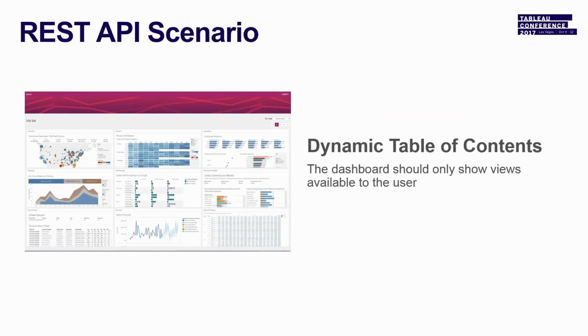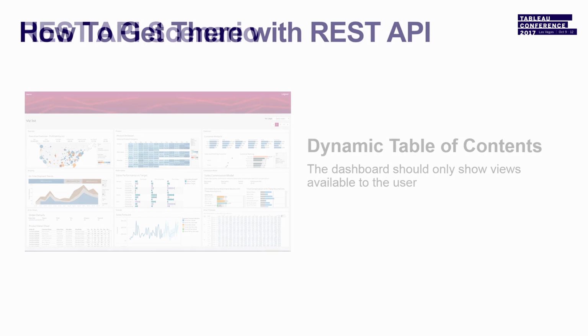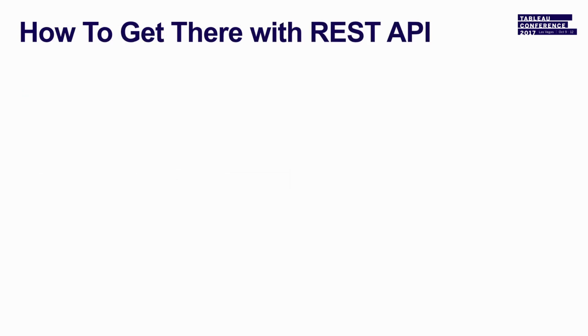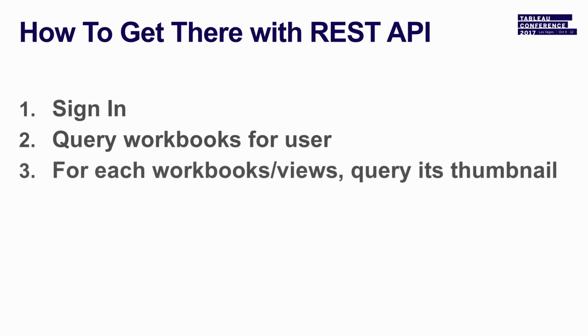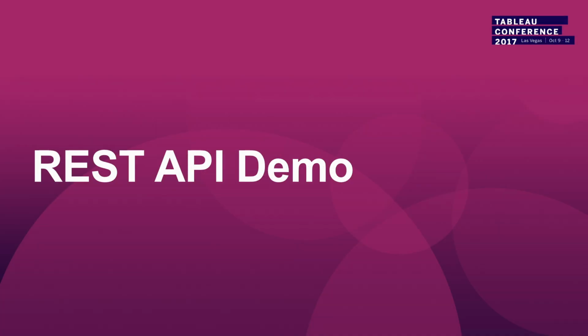This is how the portal looks, as Michael just showed you. And here, let's see how we're going to get there with REST API. So there are 3 simple steps. First, we're going to use REST API to sign in the user. Second, for the signed in user, we're going to query the workbooks that are available to him or her. And third, for each of the workbooks and views, we're going to query its thumbnail and then send it back to the front end. Now, let's hop onto the demo.